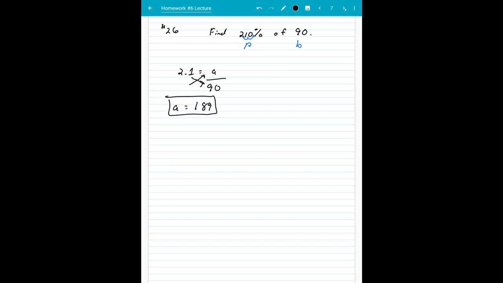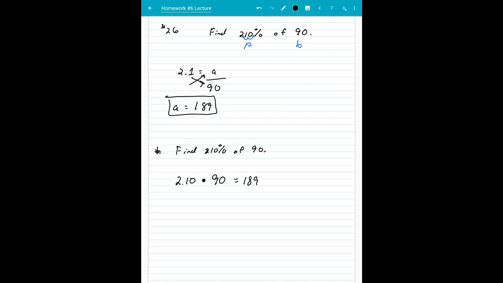Now there's different ways to do this problem. You could have done this. Again, when I say find 210% of 90, this of can also mean multiplication. So you can go straight into multiplication. So you're saying find 210%, 2.10, of times, it's in the dot multiplication, 90. And that gives you the 189 right away. So different way of doing it.